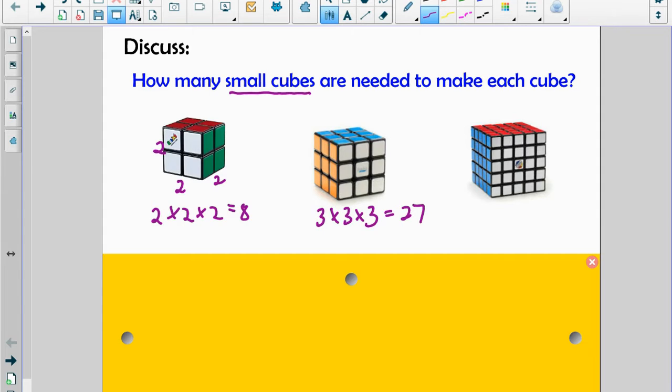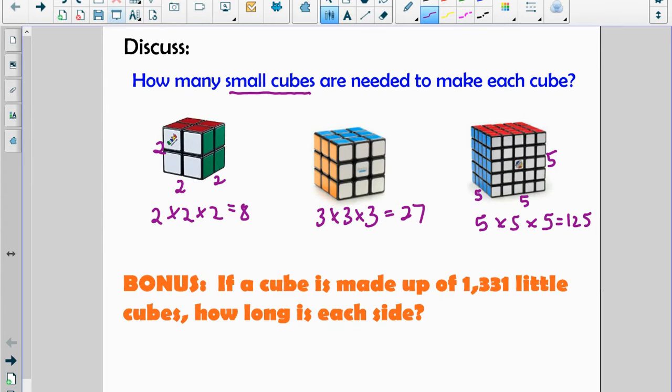Now, an advanced level Rubik's Cube shown on the right, we can see it has a length of 5, a depth of 5 or width of 5, and also a height of 5. So the total number of cubes is equal to 5 times 5 times 5, which is 125.